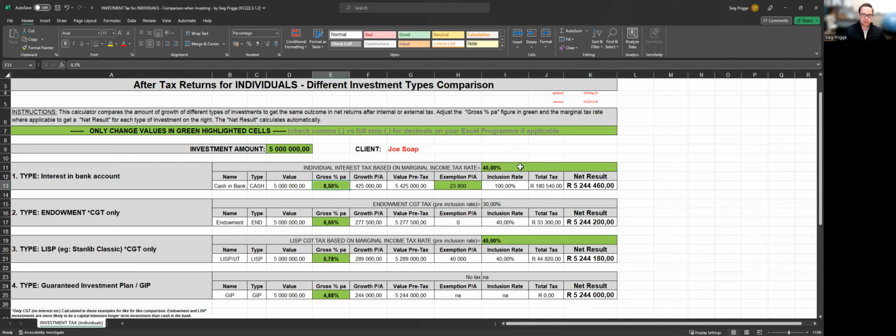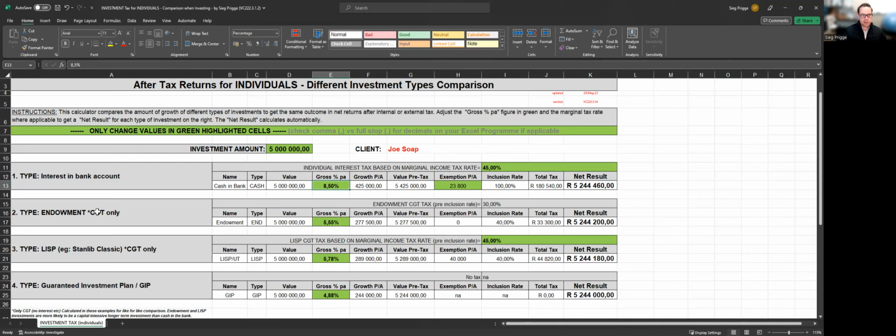So the four types of investments we're going to compare: type 1 is interest in a bank account. Type 2 is an endowment. I'll explain the CGT only concept just now. Type 3 is a LISP or a direct unit trust option. Type 4 is a guaranteed investment plan. In other words, type 4 is an investment that pays you an income after tax. Tax is paid by the service provider.